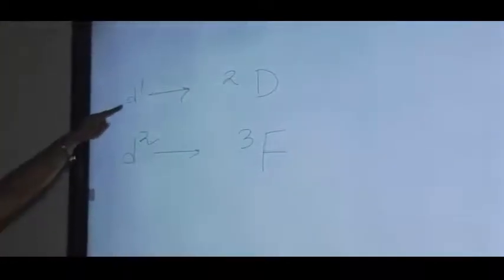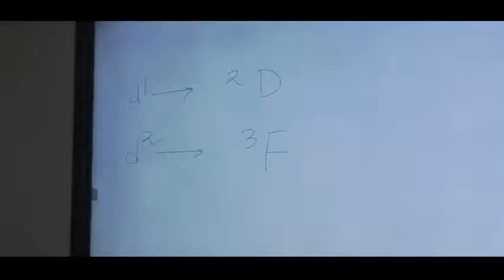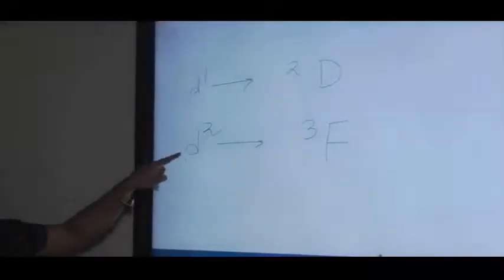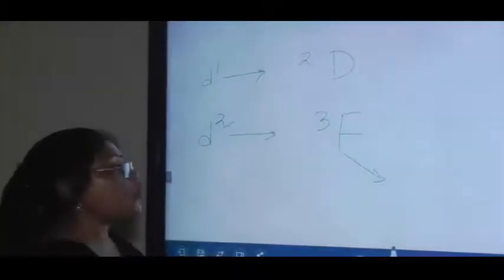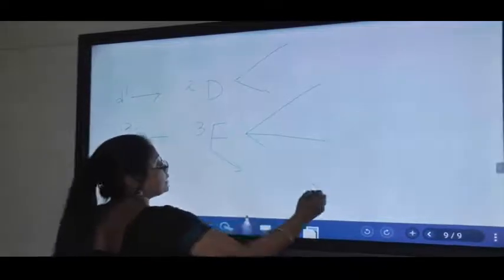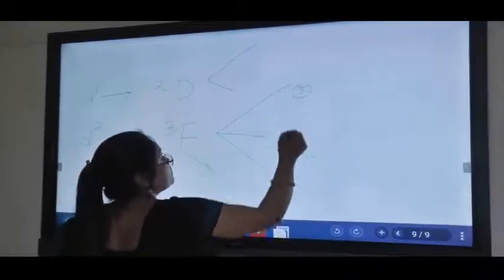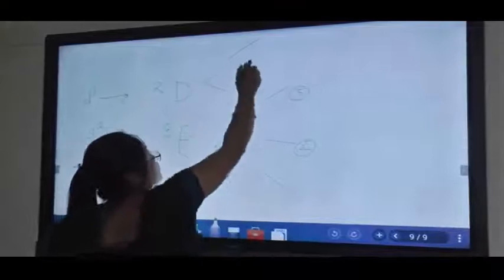Now, D1 in a crystal field, octahedral field, splits. Same is the case with D2. In an octahedral field, this will also split. Same is the case with F. This term in an octahedral field will also split. Now, a D term splits into two levels, but in case of an F term, it splits into 3 levels.